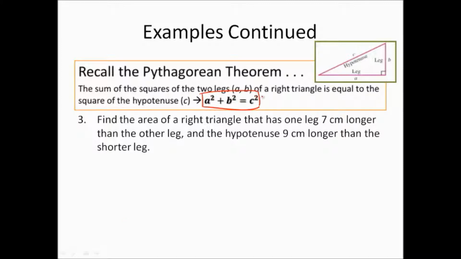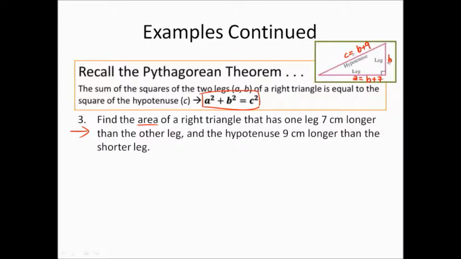You'll notice these squares will potentially form a quadratic equation, which will need all the things we've learned in the past, such as factoring, expanding, etc., in order to solve something like the following. Find the area of a right triangle that has one leg 7 centimeters longer than the other leg. So let's say this leg A is 7 longer than B, so it's B plus 7. So B is just B. And the hypotenuse is 9 centimeters longer than the shorter leg. The hypotenuse is 9 more than the shorter. Which one's shorter? Well, B would be shorter because it doesn't have a 7 attached to it. So the hypotenuse is 9 more than the shorter leg.